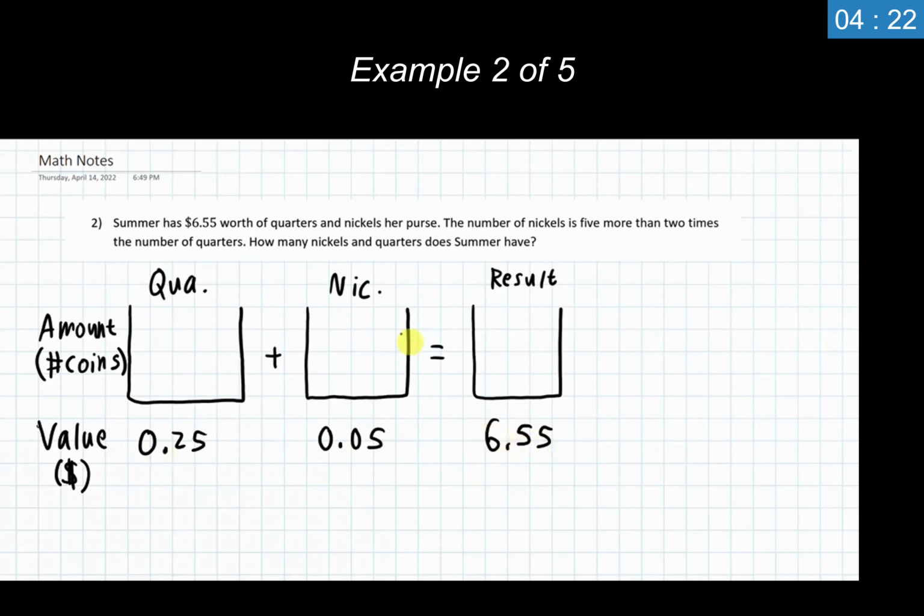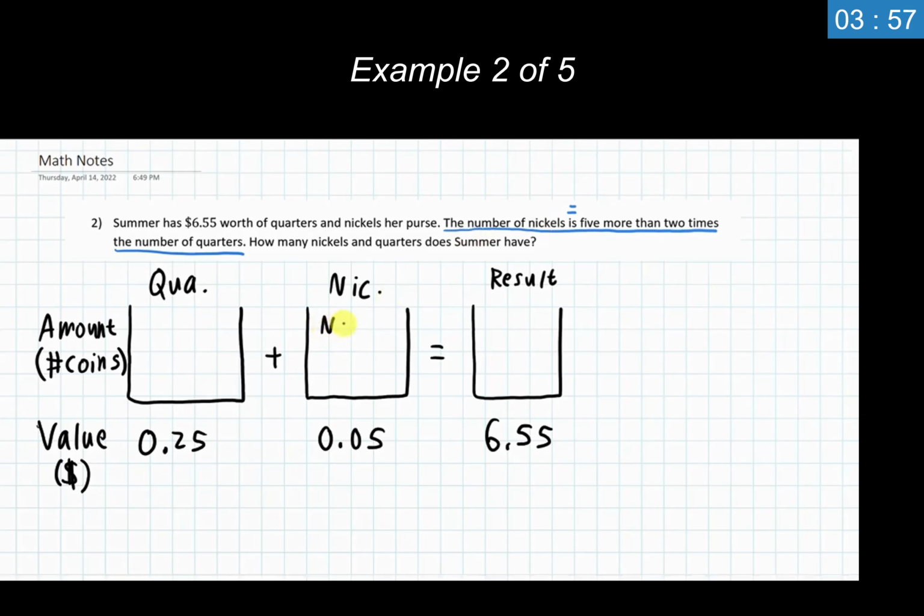Now we need to start filling in the number of quarters and the number of nickels. We were given some information about this right here. And it states the number of nickels is, remember back to 3.1, corresponds with an equal sign. So if I'm trying to figure out the number of nickels here, maybe I could write this in something like this.